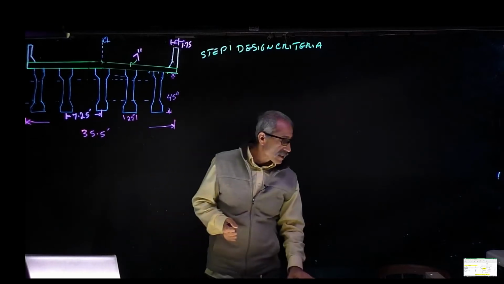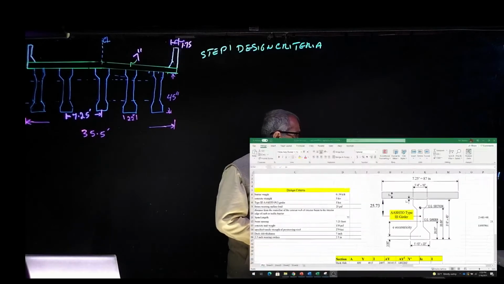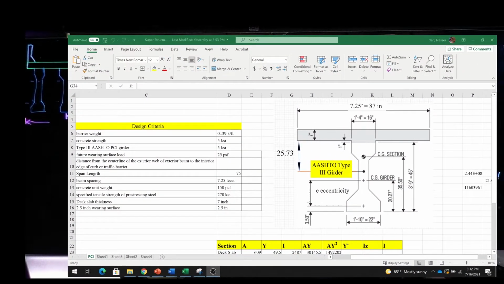Our design criteria for this beam, let me bring this up here so you can see them, in this Excel sheet. I have the barrier, which is going to be 0.39 kip per foot. The concrete strength is going to be 5 KSI for the deck. For the girder, we use 5 KSI, but normally we don't use 5 KSI for the girder. We use about 8,000. So let's go with 5 for now, and then we're going to find out why it was not good enough.